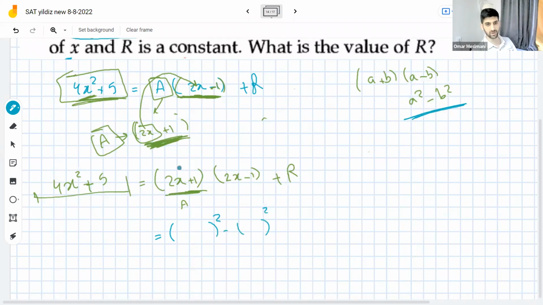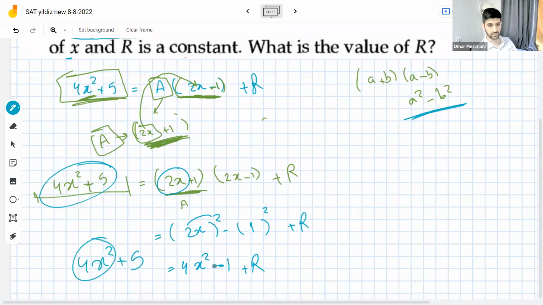What is the value of a? It's 2x. What is the value of b? It's a 1. Don't forget there is a plus r. So 2x squared is going to be 2 squared, it's a 4, x squared minus 1 plus r. Now, Tasneem, the left-hand side I didn't touch. I'm going to keep it the same.